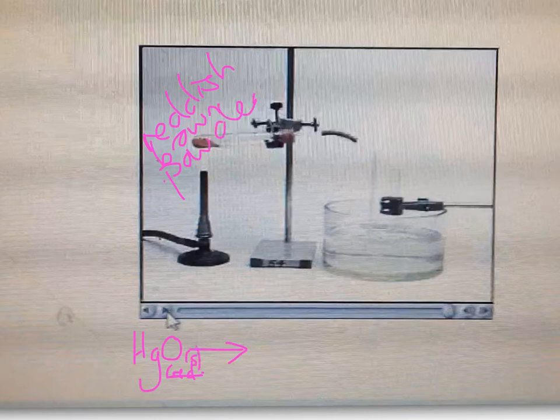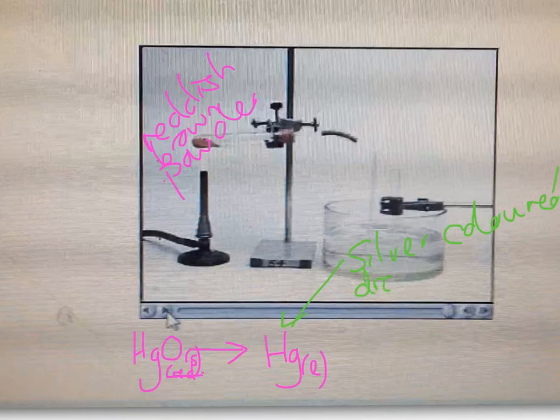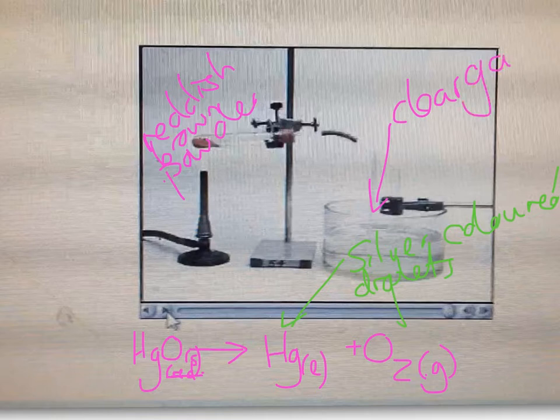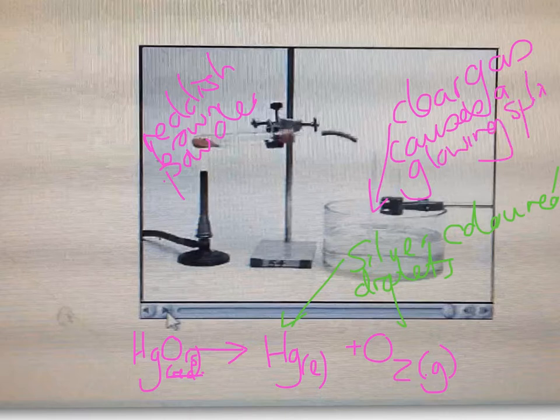And this here is a solid, which breaks up into mercury, which is a liquid, and obviously the mercury is made up of silver-colored droplets, and oxygen gas, O2, which is a clear gas that causes a glowing splint to ignite.